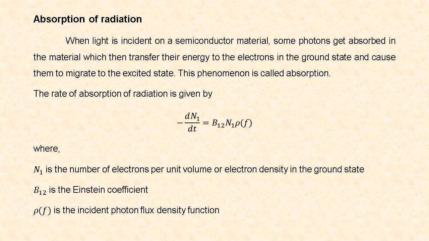The rate of absorption of radiation is given by -dN1/dt, which is equal to B12 × N1 × rho(F). Here N1 is the electron density in the ground state, that is the lower energy level. B12 is the Einstein coefficient. Rho(F) is the incident photon flux density function. F is the frequency of the emitted photon.